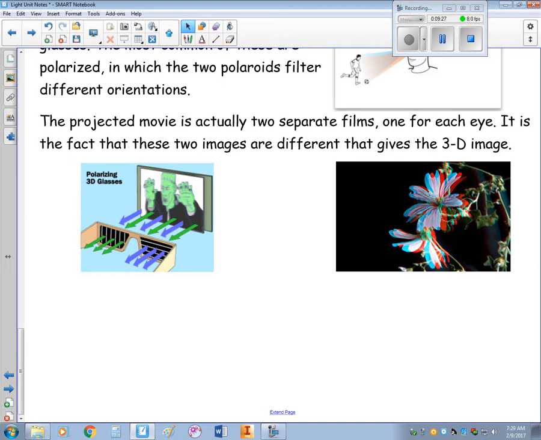So one movie is filmed to be vertically polarized. The second movie is filmed to be horizontally polarized. And then you get these two different images coming at you at the same time. And again, it fools your brain into thinking that that movie has some depth, that you are actually viewing something that has a size to it.